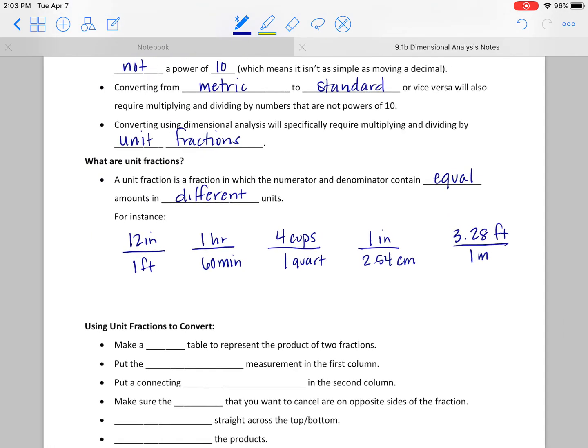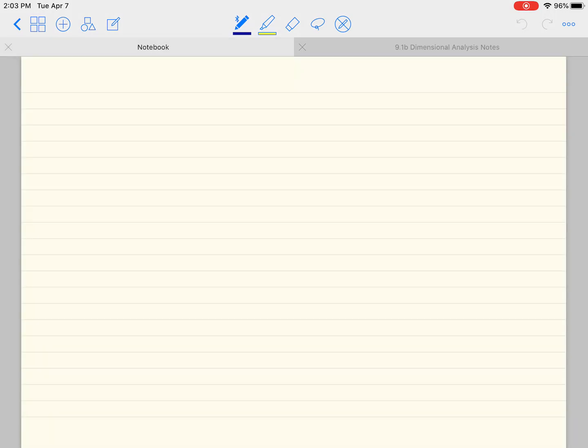Or maybe something like, there's 3.28-ish feet in 1 meter. Okay, so these are all examples of unit fractions. Again, the top of the fraction and the bottom of the fraction contain equal amounts, like equal lengths or equal volumes or equal times, but the units are different. And those are going to be the key to making conversions. So when we make a conversion, let me go to my scratch paper for a second here.